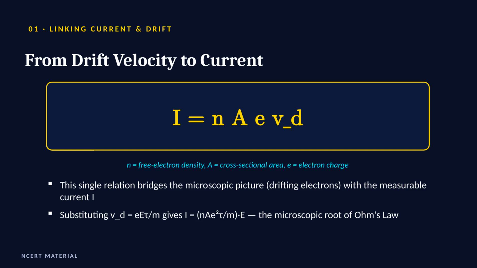Now let's connect the microscopic and macroscopic pictures. The current I flowing through a conductor can be written as I equals n A e Vd, where n is the number of free electrons per unit volume, A is the cross-sectional area, e is the charge on an electron, and Vd is the drift velocity. This single equation is powerful because it links the drifting electrons we just discussed to the current you actually measure with an ammeter. And if you substitute the expression for drift velocity into this formula, you arrive at the microscopic explanation of Ohm's law, which is exactly where we're headed next.